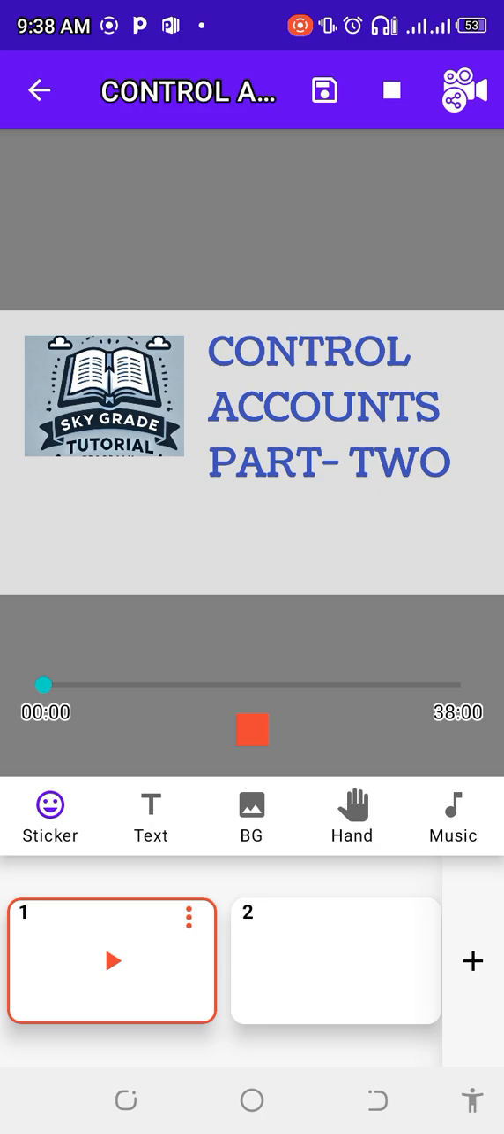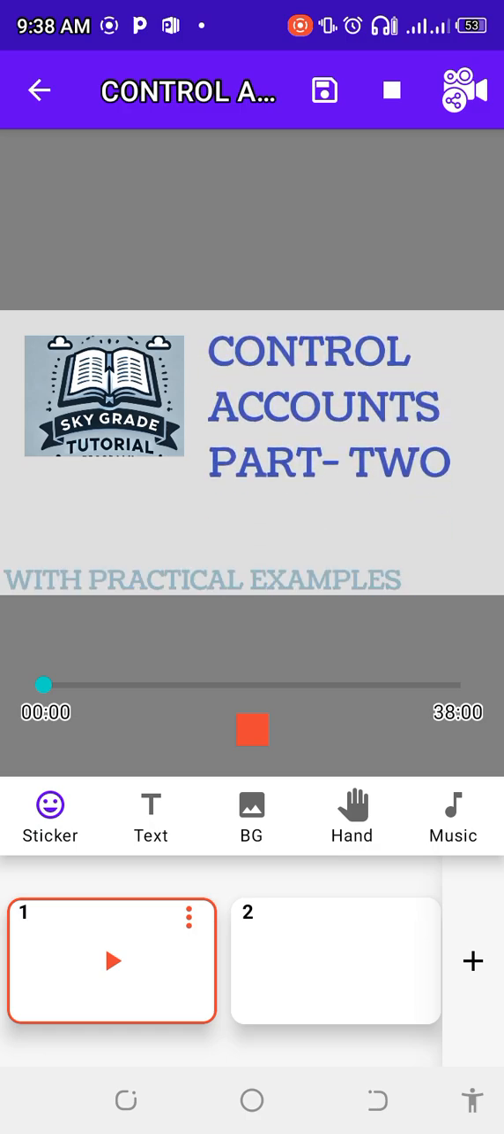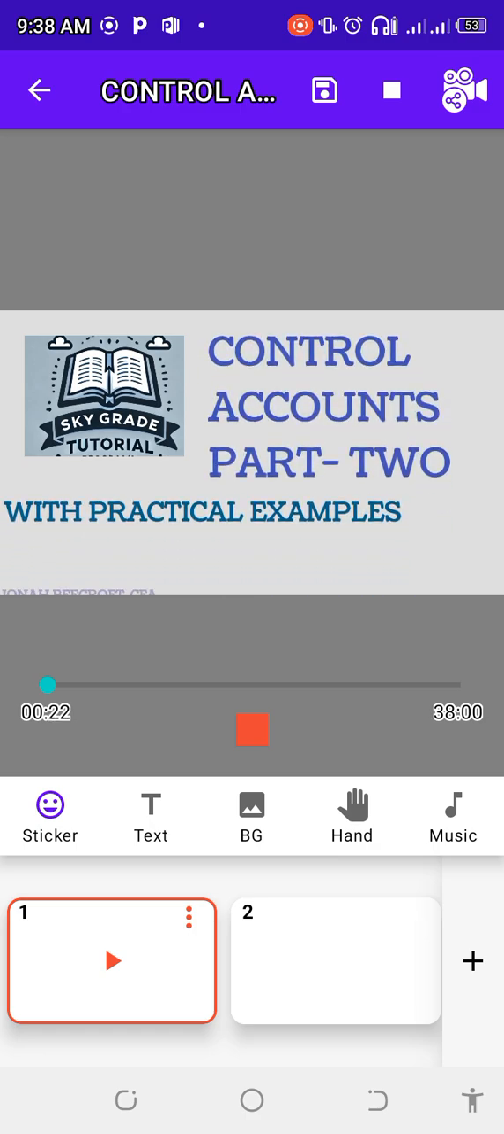In this section, you will learn purchases ledger control accounts. We take some practical examples of purchases ledger control accounts in combination with sales ledger control accounts. Without wasting time, grab your writing material. Let's dive in.